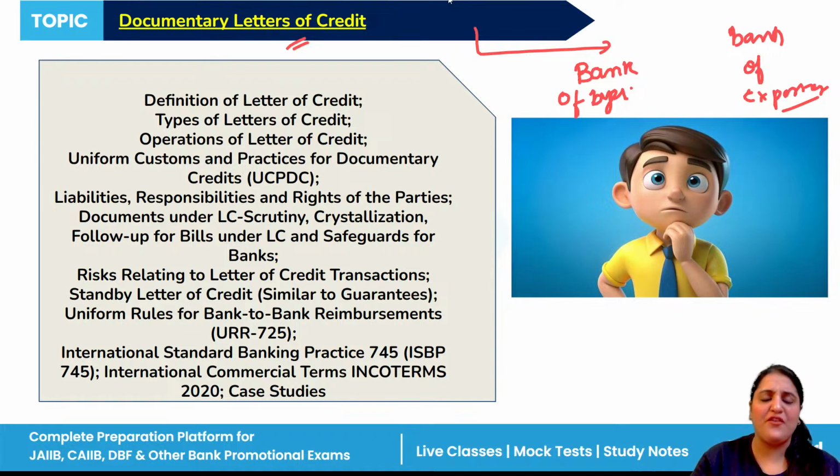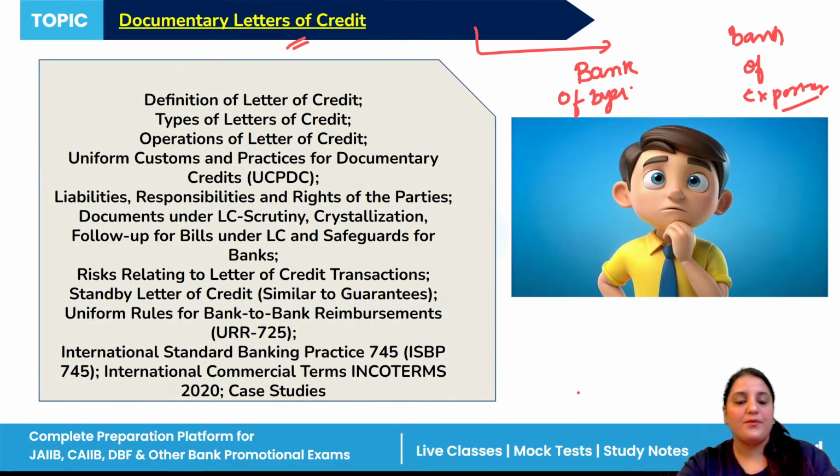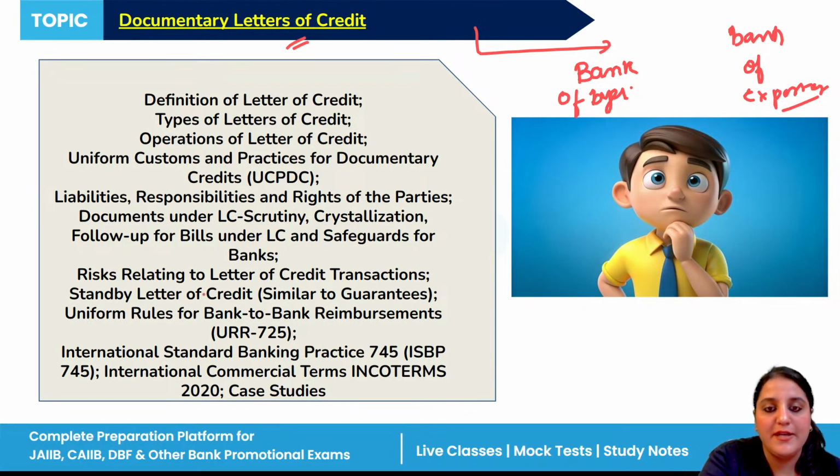Many different types of LCs are there, but currently revocable LC is not available anymore, but irrevocable LC is there, which is one of the famous LCs, right? Then we have the very important Incoterms 2020, in which there are 8 terms that define the responsibility of the buyer as well as the responsibility of the seller. And then UCP, this is also important, we are going to learn in this.